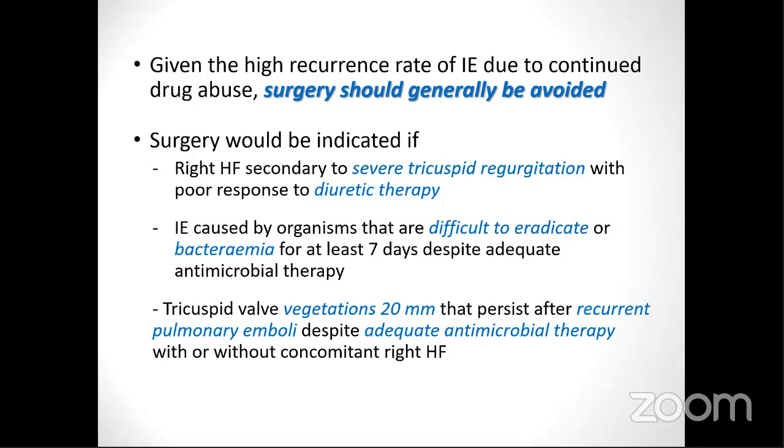So we don't take the absolute number of 20 millimeters as an indication for surgery. It has to be persistent after recurrent pulmonary emboli despite being on adequate antimicrobial therapy. In our case, the patient had recurrent septic pulmonary emboli, but these were not associated with proper antimicrobial therapy. They preceded the proper treatment. So we are going to count from 0.